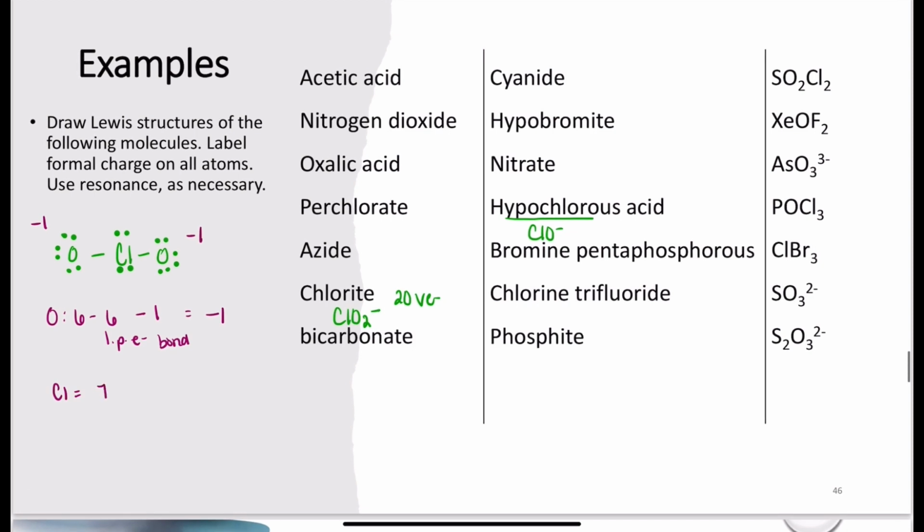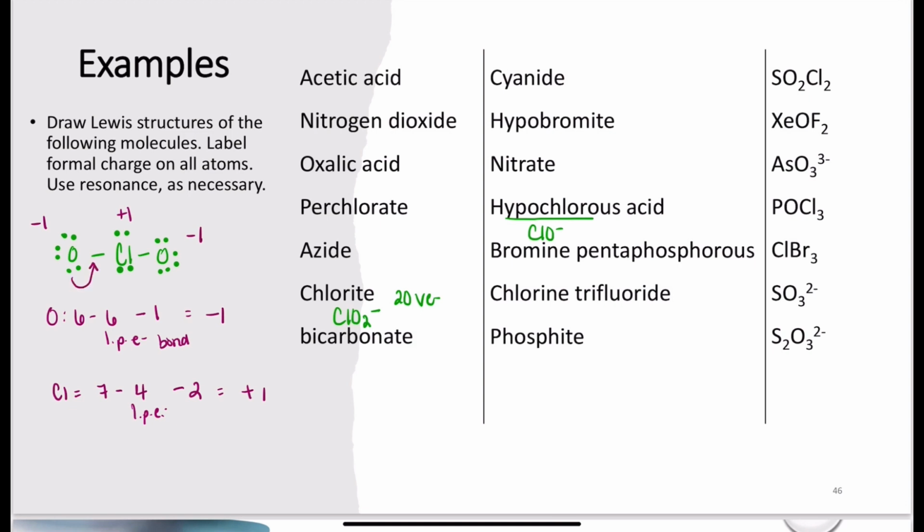Chlorine, 7 valence electrons, 4 lone pair electrons, 2 bonds, plus 1 charge. Can I minimize this charge further? On the nitrogen, I didn't have much choice. I couldn't go past an octet on that central nitrogen. Nitrogen cannot have more than an octet, but chlorine can.